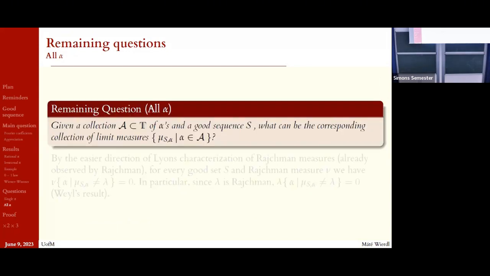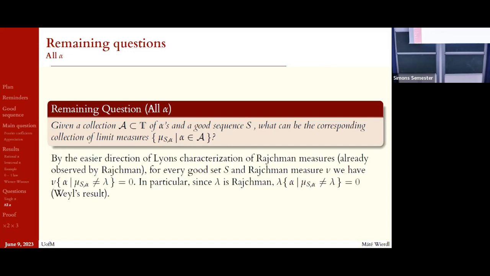Remaining question, because notice that so far we concentrated on a given irrational alpha, but what's going to happen with the limit measures for all the other alphas, because the limit measures exist for every single alpha, right? So that's the question.